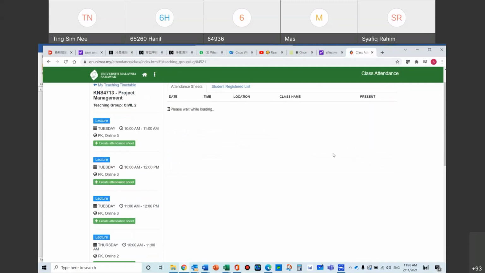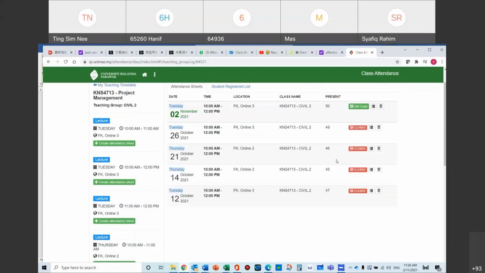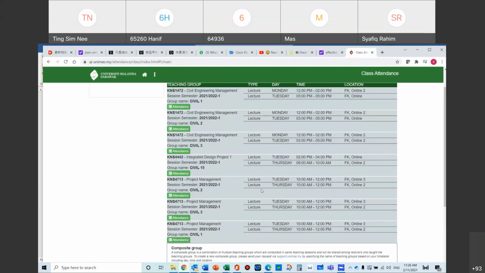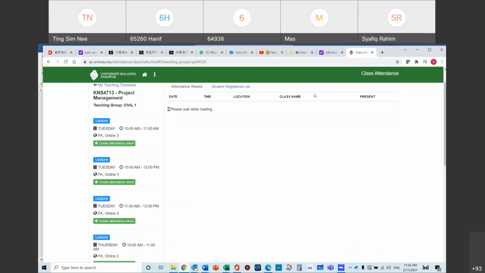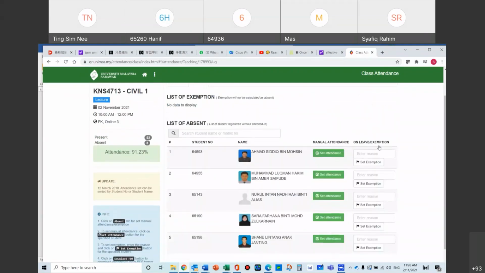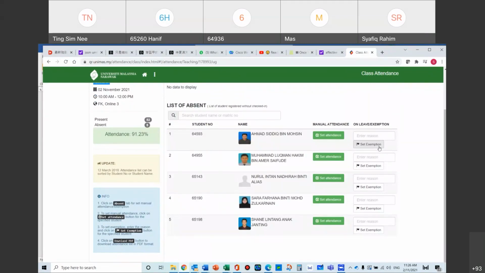Anyone else from group 1? I give you one last chance. I'm opening one more time. Group 1, group 2, group 3, anyone else needing manual attendance? Well, a lot of people are absent, no? Lukman, Intan, Farahana, Shane, Siddiq.